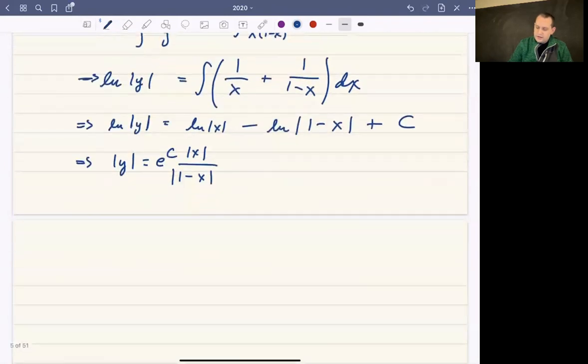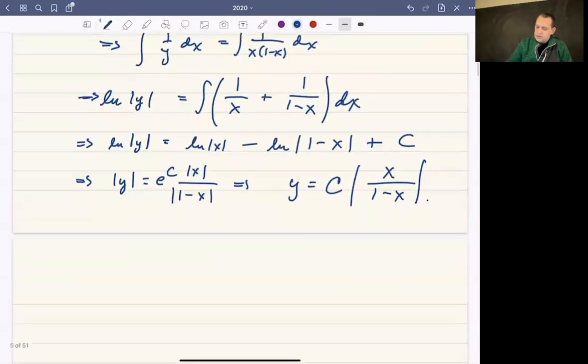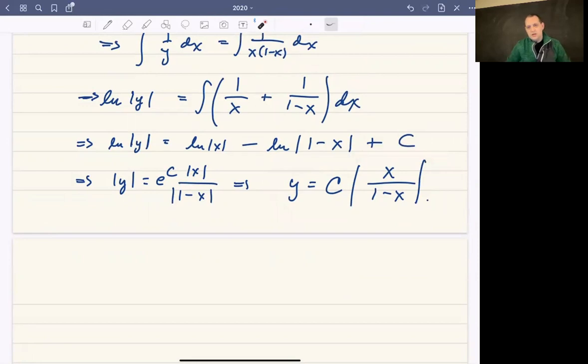And again, if you like, that means you can actually just write y is e to the c, or just another constant, times the absolute value of x over 1 minus x. And there's our solution for the differential equation. Those are the functions satisfying the differential equation that we started with.